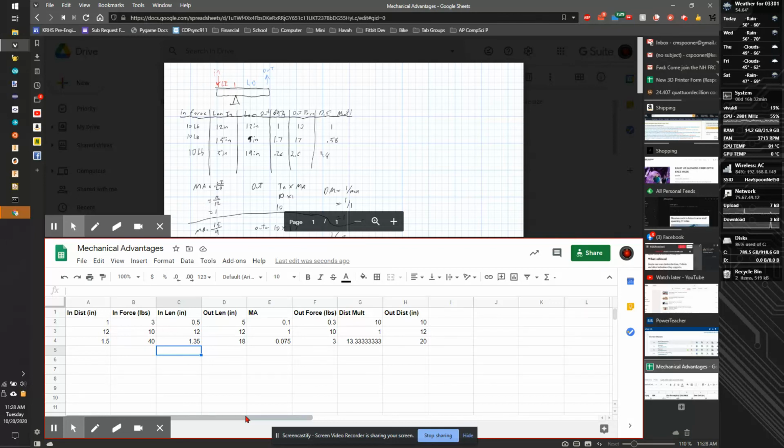So this is a little bit more abstract. In the next video, we're going to actually construct a tool to bring in your designs and figure out what the total distance multipliers are going to be.